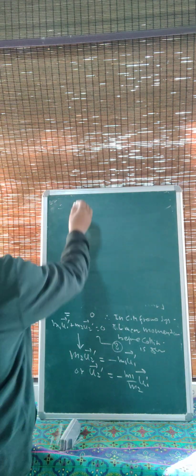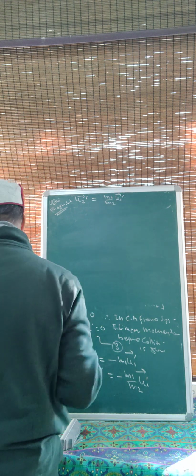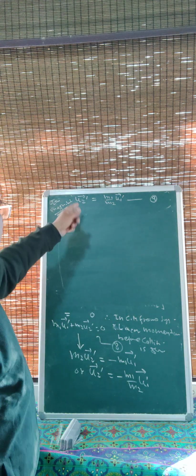So I write here at the top, that is u2 dash is equal to minus m1 over m2 into u1 dash. So in magnitude form, the sign becomes plus. This is equal to m1 over m2 into u1 dash. And let us write this as equation number 9. So from here we have calculated what u2 dash is, the value of this.